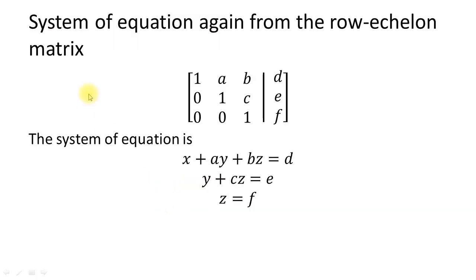Then write the system of equations again from the row echelon form. So at the end, when we obtain a row echelon form, write this matrix again in equation form. We obtain 3 equations in which we get the value of z from the last equation by using back substitution. Obtain the value of z, put the value of z in the equation for y, and then put the values of y and z in the equation for x.